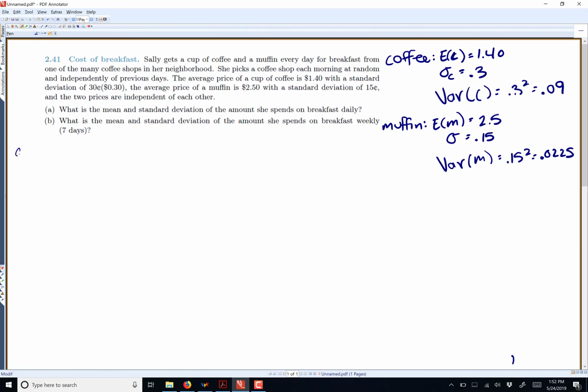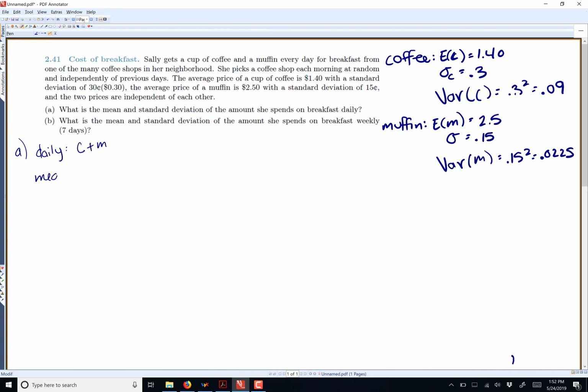So A says, what is the mean and standard deviation of the amount she spends on breakfast daily? So every day she gets a coffee and a muffin, and they don't affect each other. It should all be random. So we're going to say for each day, it should be a coffee plus a muffin. So we're making a new random variable. We want to find the mean and standard deviation.